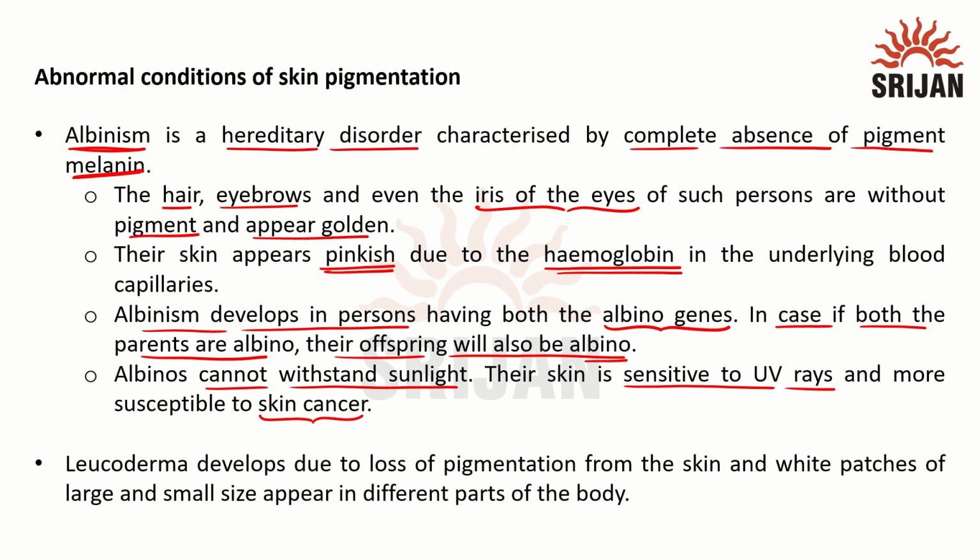The second abnormal condition is leukoderma, which develops due to loss of pigmentation from the skin. Initially they will have the pigment melanin, but eventually over a period of time they can lose it, and it will form white patches of large and small size which appear in different parts of the body.